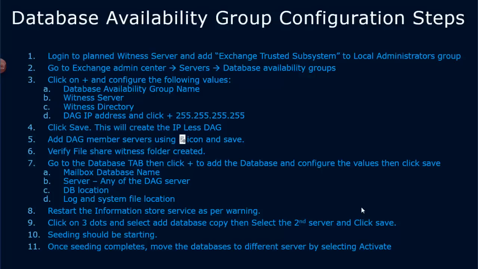Then you need to add the second database. There are 3 dots you will see. Click on that. If you click on that without restarting or refreshing, those 3 dots will not allow you to add another database copy. But if you select it after restarting the information store, you will be able to add another database copy. Click save, and the seeding should start after this. Once seeding completes, you can test it by moving the database to a different server.